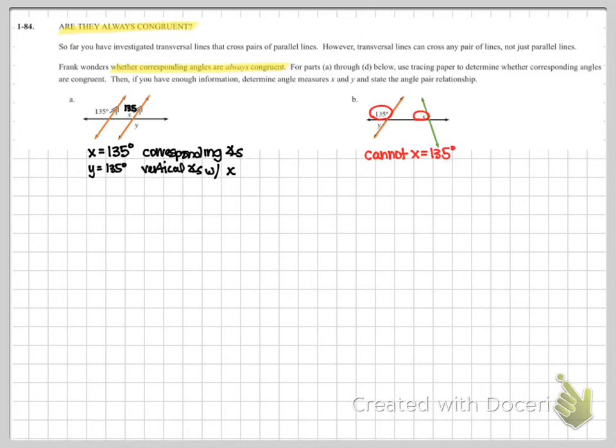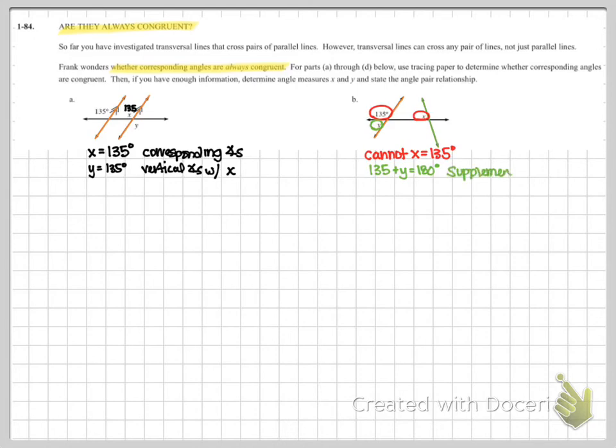However, with y, I think I might be able to figure it out. If you take a look back at the picture, notice that y and 135, when put together, create that orange line. So I think we can find y. That's going to be 135 plus y. When put together, they create a straight line, which means their relationship is supplementary.